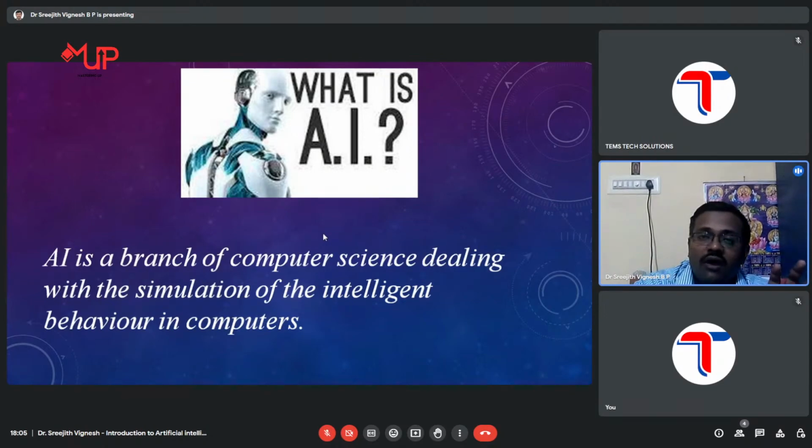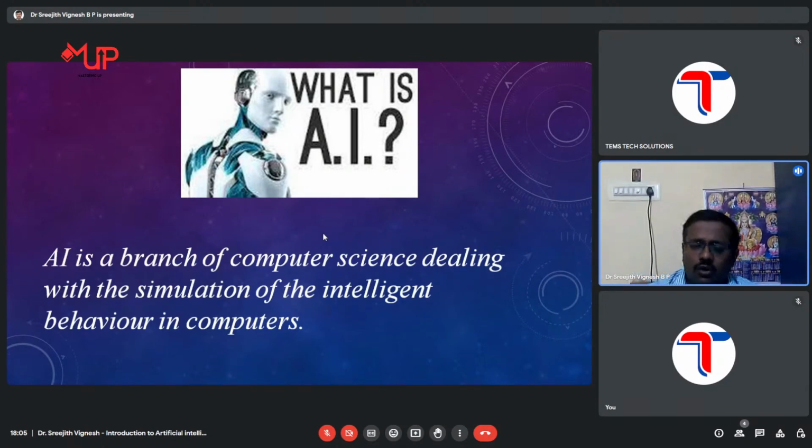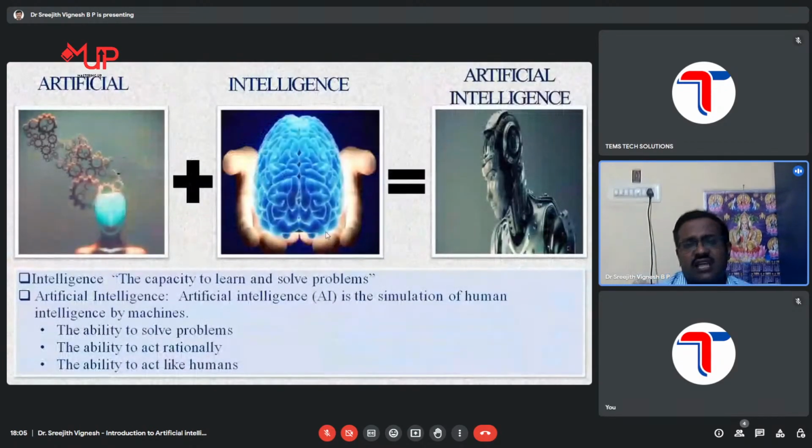So that is how our system actually works. Now we speak about AI in more areas. We often talk about AI in current trends, but what is AI all about? It is the capacity to learn and solve problems. Artificial intelligence is the simulation of human intelligence by machines.